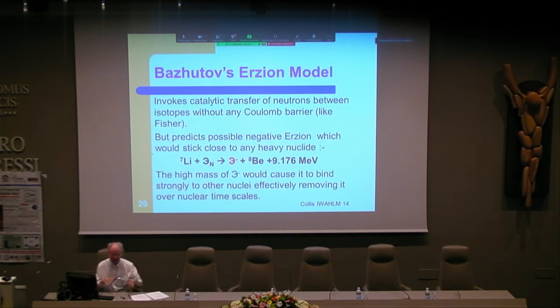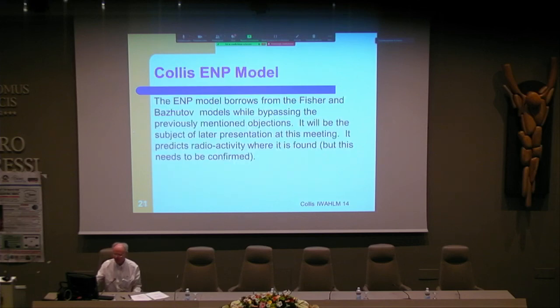Even if it decays, it's going to decay off in a matter of seconds, surely, but if you withdraw a very few number of particles, which take seconds to regenerate, you're not going to get any nuclear anomalies. And then we have the solution which solves all known problems. It borrows from the Fisher and Bazhutov models, bypassing both the previous objections, and I'm going to present that I think tomorrow, so I won't say any more about it.